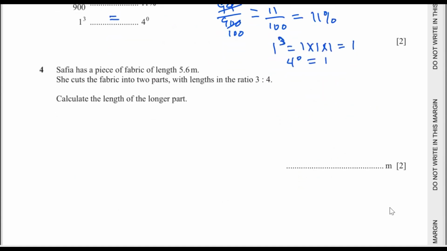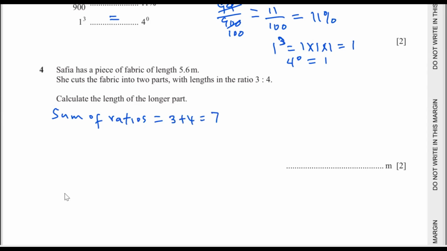For question number 4, we are told here that Sophia has a piece of fabric of length 5.6 meters. She cuts the fabric into 2 parts with length in the ratio 3:4. Calculate the length of the longer part. The longer part, we have the greater ratio. But first, we take the sum of ratios. Sum of ratios here will give us 3 plus 4, and that's 7.